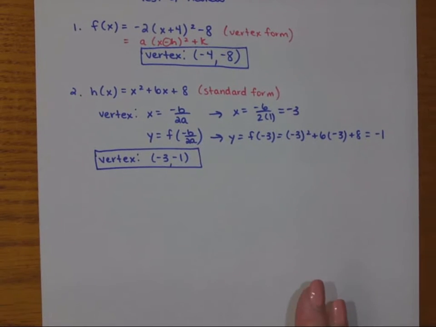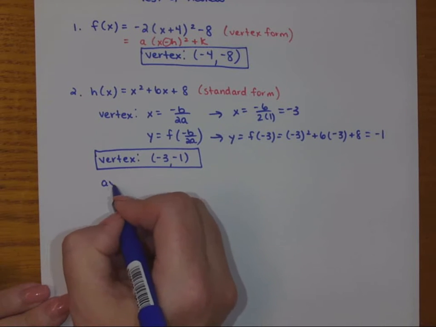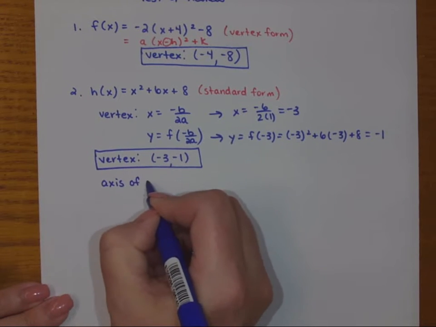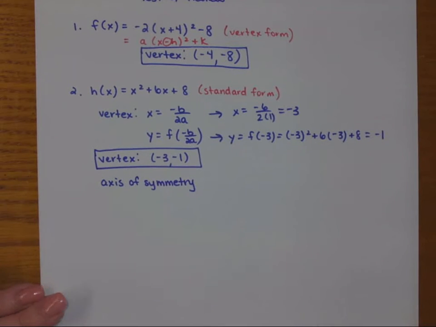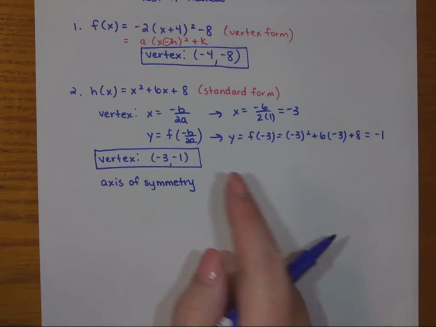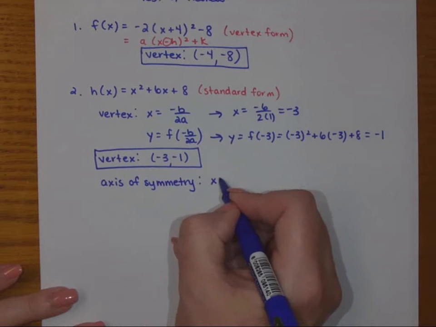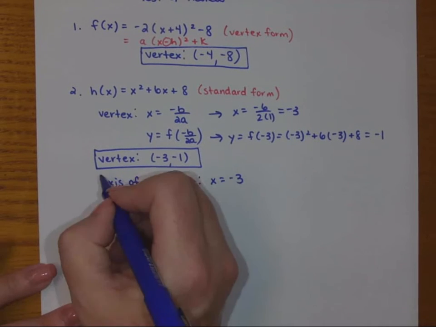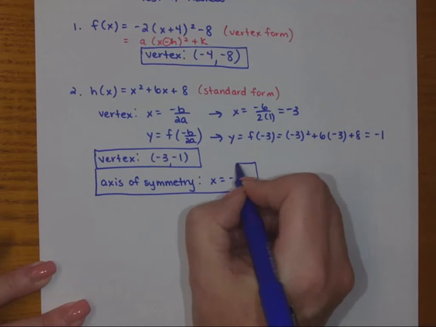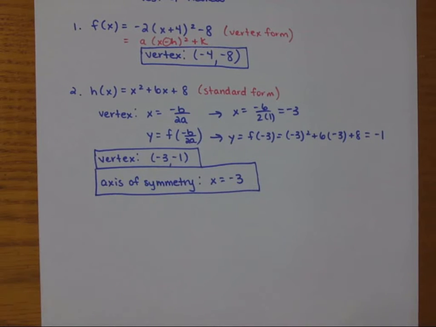Okay, note that this problem also asked you for the axis of symmetry. Remember, that is the vertical line that cuts a parabola in half. And it always runs through the vertex, so it's a vertical line, so it looks like x equals something, and then you just pull the x value out of the vertex. So if you have the vertex, you actually get the axis of symmetry for free.